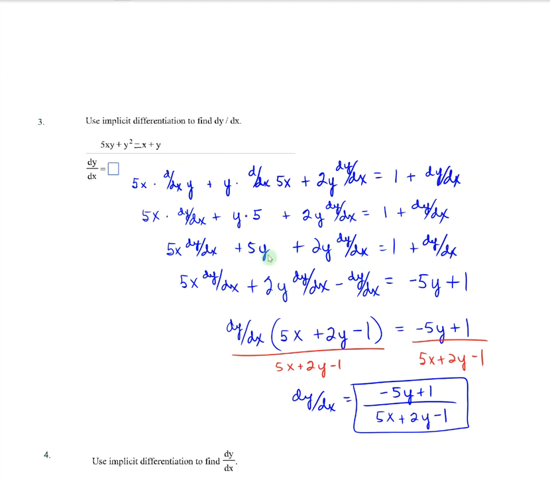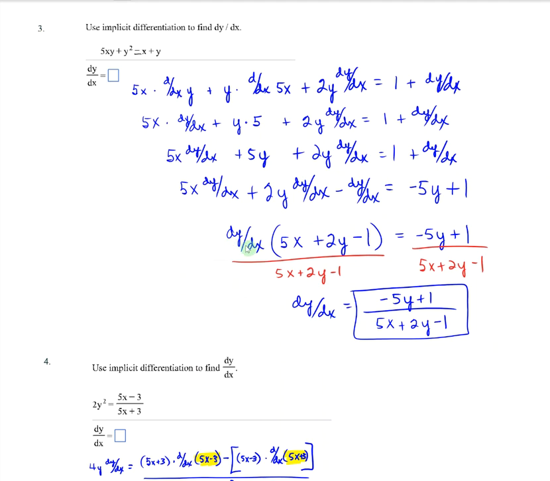I need to get rid of this 5y. I need to move this to the other side. So when I've done all that, I have all my dy/dx's here. I have a negative 5y and a plus 1 here. I factor out dy/dx, left with that. And then I divide by that on both sides. And so I have dy/dx is this term over this term. It really is the same process, just over and over. Just have to be careful keeping your terms straight.